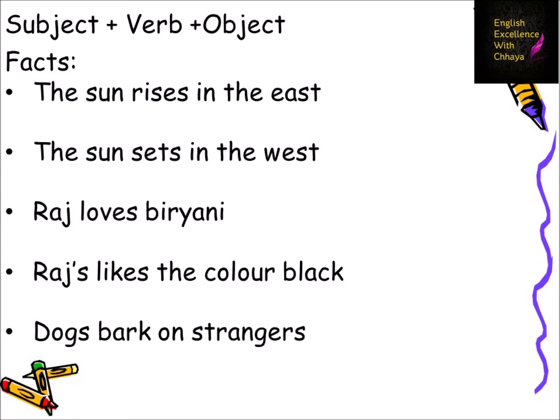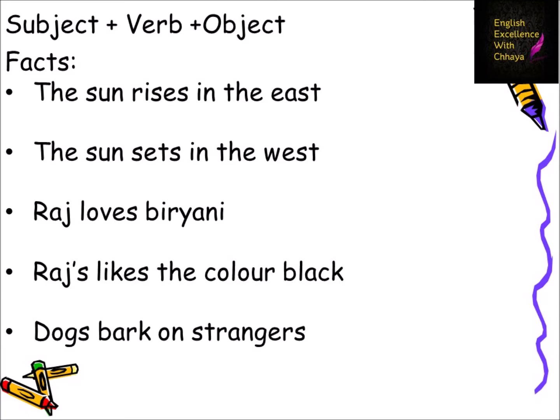Whether we are talking about the direction in which the sun rises or sets, the fact that Raj loves his biryani, his favorite color being black, or whether dogs bark on strangers, all these statements are statements of facts. The important thing to notice here is whenever you're stating a fact, say the verb in its base form, not in the ing form or any other form. We cannot say the sun is rising in the east or Raj is loving his biryani.